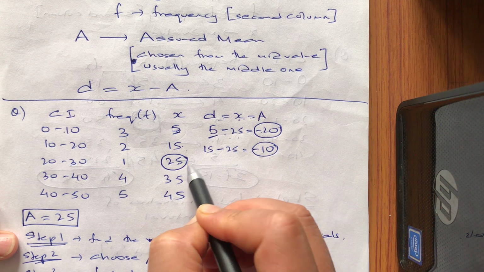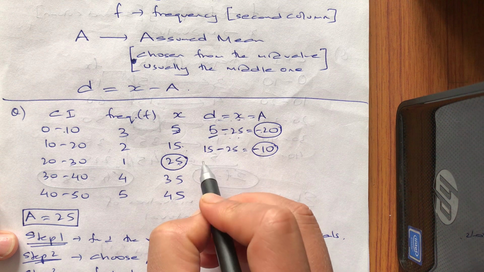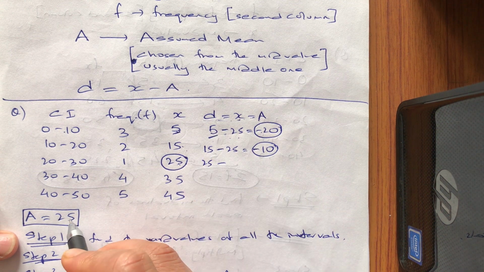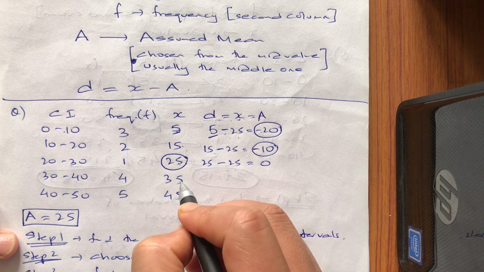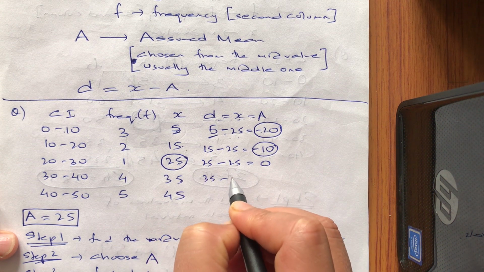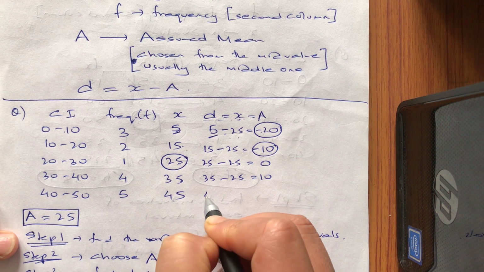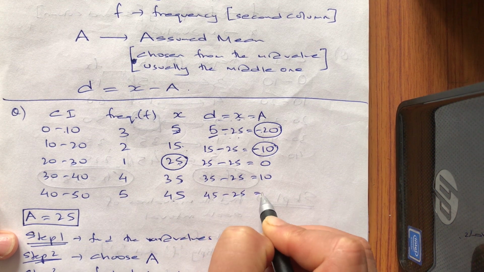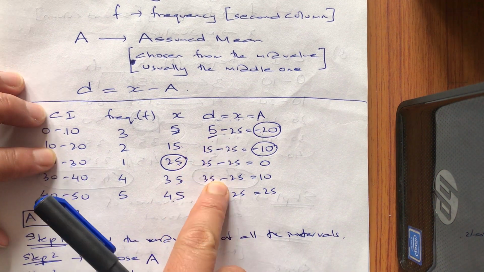What about the third X? The formula still remains the same for each and every mid value. Third X is 25 minus A, which is also 25. So it's 25 minus 25, that is equal to 0. And the next X is 35 minus A, which is 25, that is equal to 10. So the next X is 45 minus, again A is 25, and that is equal to 20. Okay, so did I get this understood?